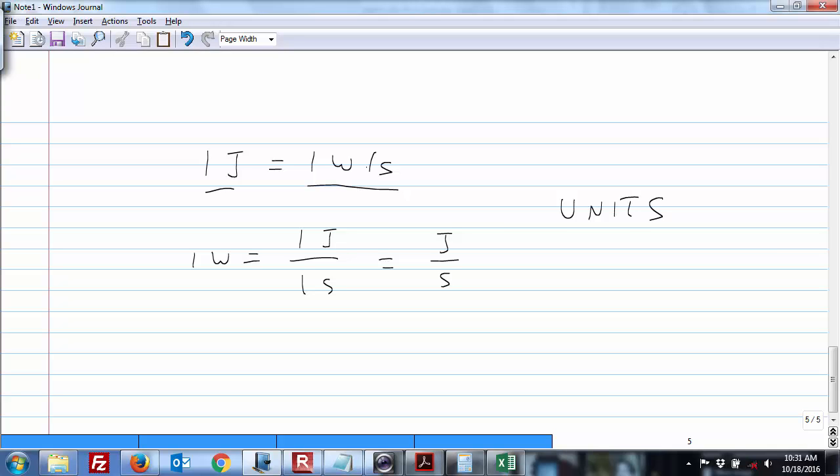What's another unit for power besides the watt? Because we talked about a lot of different units we use for energy: calories, BTUs, therms, kilowatt hours, megajoules. What's another unit for power? Horsepower? Yeah, horsepower. And what's the conversion between watts and horsepower?